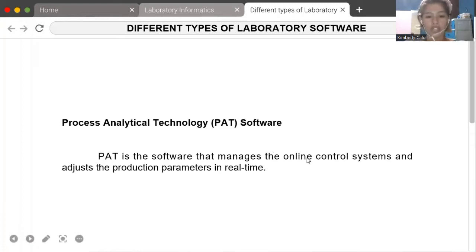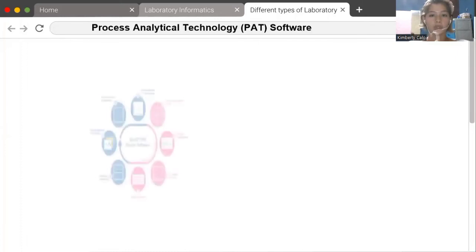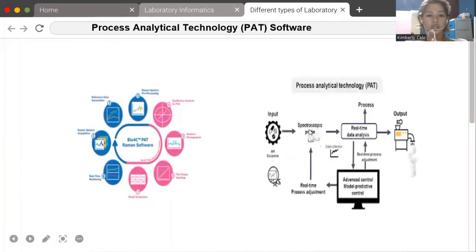But the software is often custom built or customized for each machine. So from input, then process, to output.